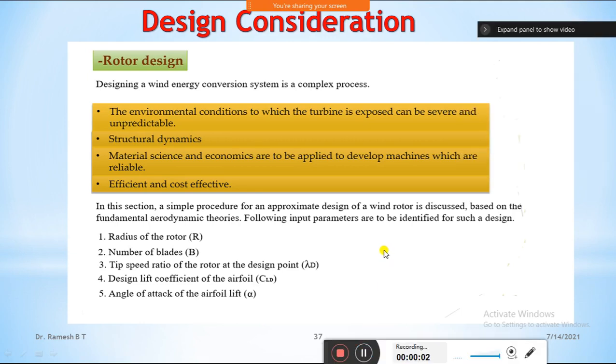Yes, very good morning. So in our last class, we discussed wind power and maximum wind power, with a small derivation also. And today we are going to discuss the design consideration of a windmill. This design consideration is for the horizontal windmill, since we commonly use the horizontal windmill.